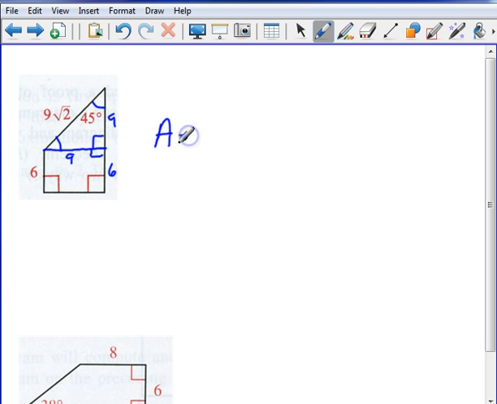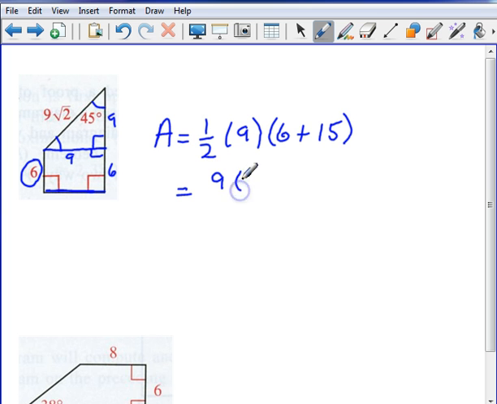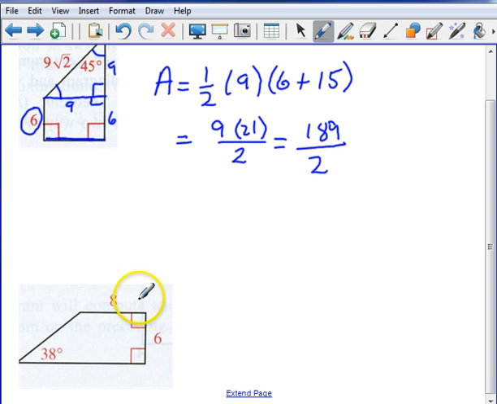The area is 1/2. Here's our height. And B1 is 6. B2 is 9 plus 6. So that's 9 times 21 divided by 2. Well, let's see, what is that? That's 189 over 2. And you can leave your answer like that.